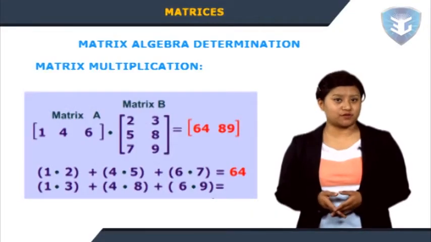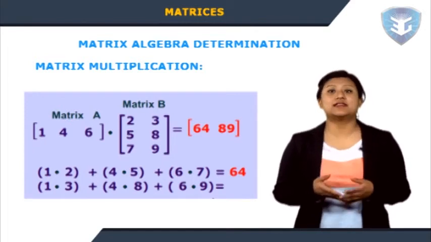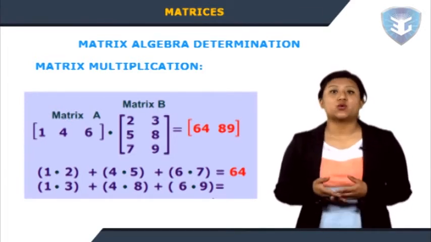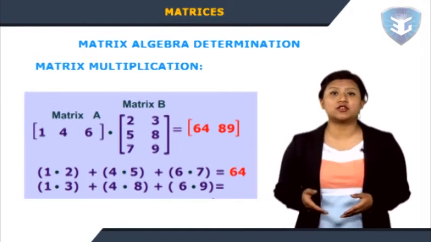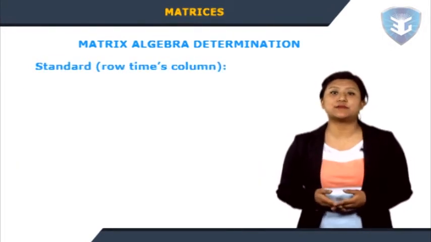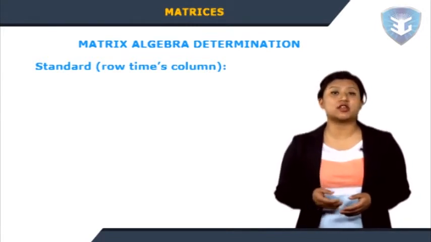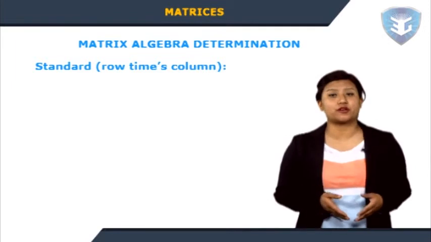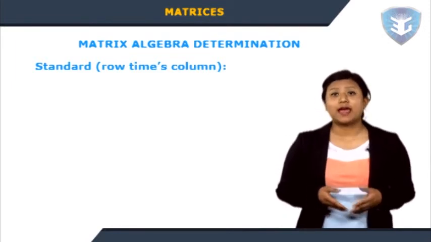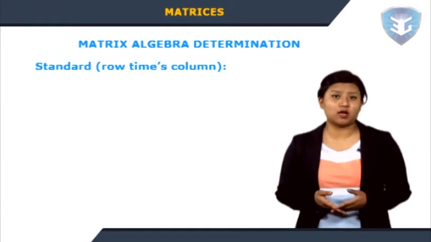Matrix multiplication. If A is an m by n matrix and B is an n by p matrix, then C is an m by p matrix. We use Cij to denote the entry in row i and column j of the matrix C. Standard row times column: the standard way of describing a matrix product is to say that Cij equals the dot product of row i of matrix A and column j of matrix B. For better understanding, let's see the formula on your screen.